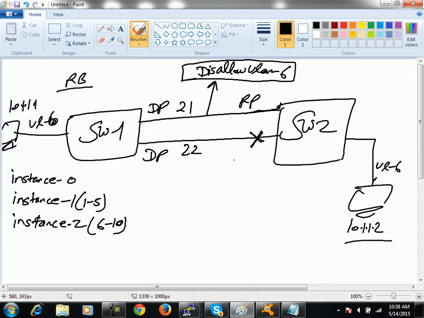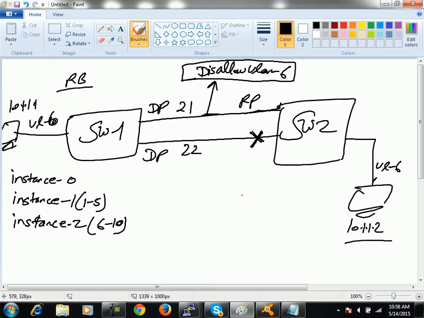Will it really be possible for the LAN users behind switch 1 and switch 2 in VLAN 6 to communicate with each other? Why? See, remember that if you are running PVST plus or rapid PVST plus and you block VLAN 6 on this 21, then it will be allowed. I mean, switch 2 will define this 22 as an RP automatically and will put it into forwarding state automatically. But in case of MSTP, it will never happen.